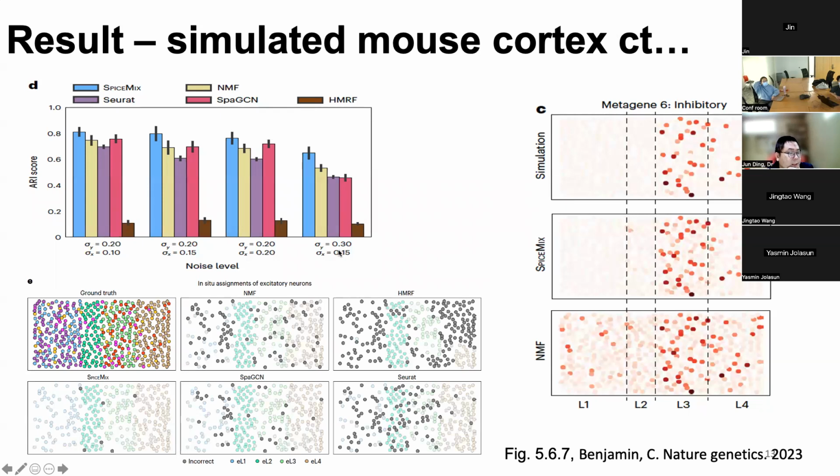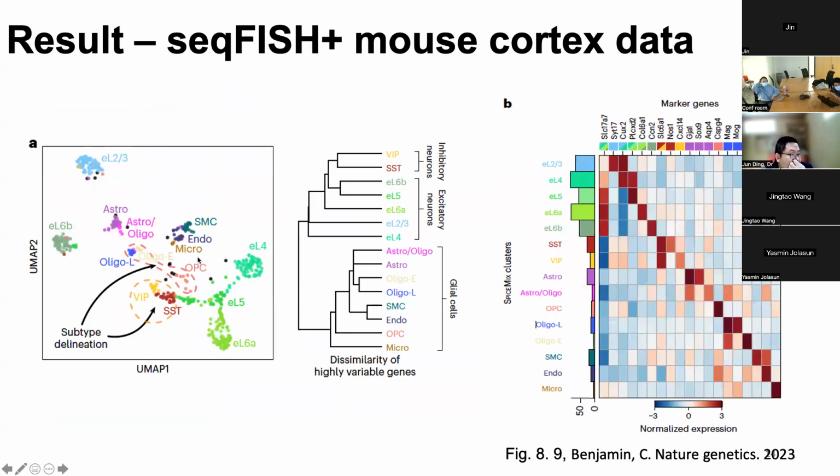But this is a simulated data set. What about the real data sets? Do they show anything? Oh, the other data set? Okay, yeah, I don't trust the simulated data set a lot. They also have a seqFISH plus data set, with around 2,500 genes and 500 cells.